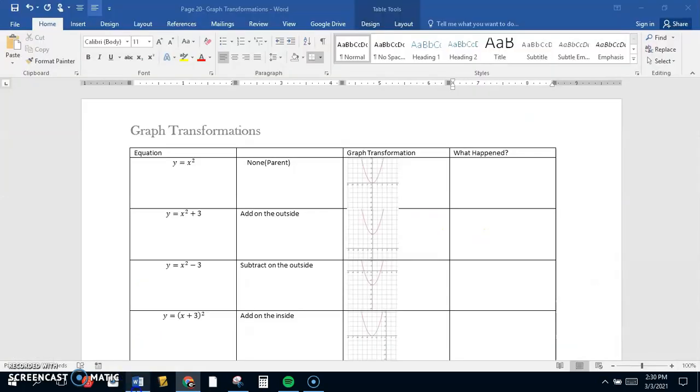So what you would do on your notes here, where it says what happened, you would write up 3 or something to that effect. And notice the description, add on the outside, that is not within the parentheses like you would see down here. There's a tendency for it to go up. The second row here that you fill in, ask what happens if you subtract on the outside.